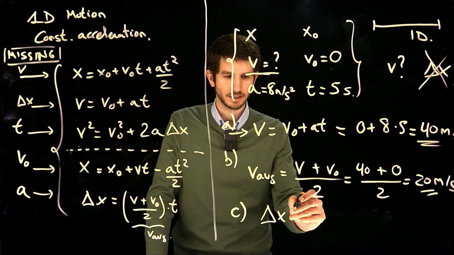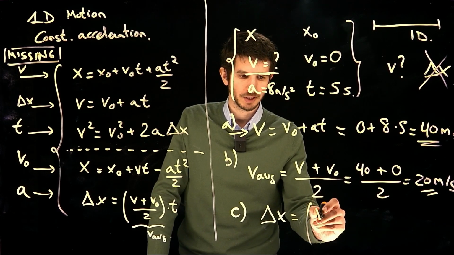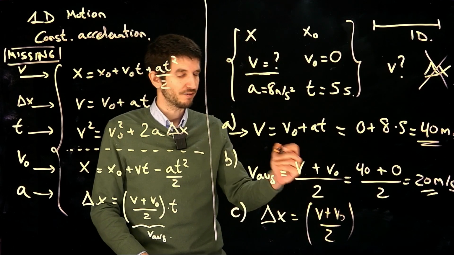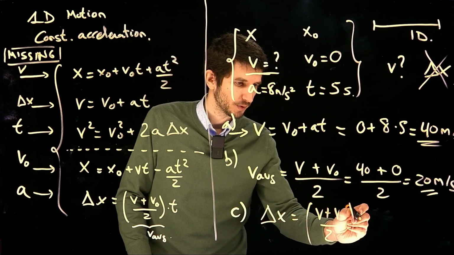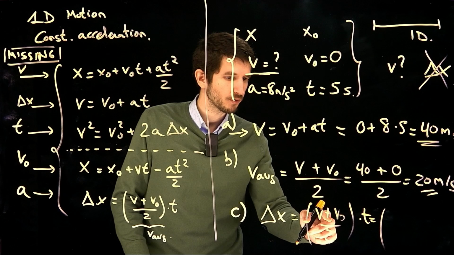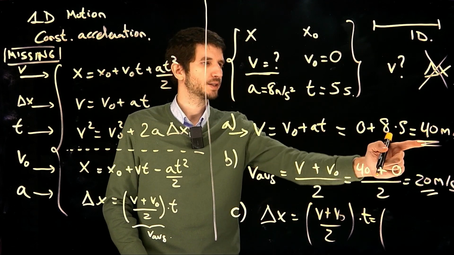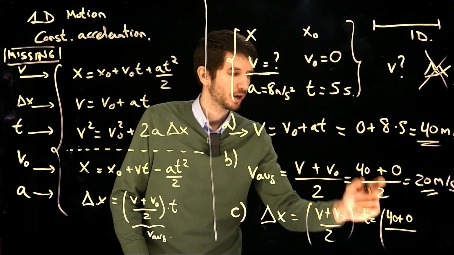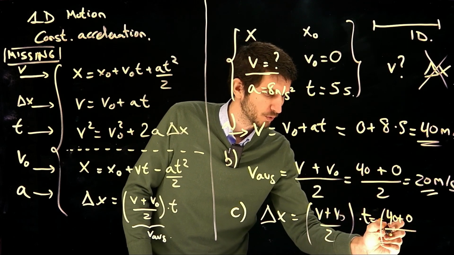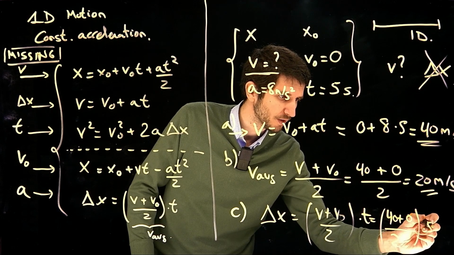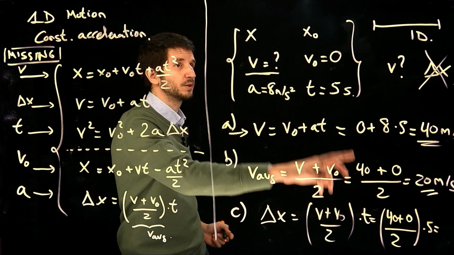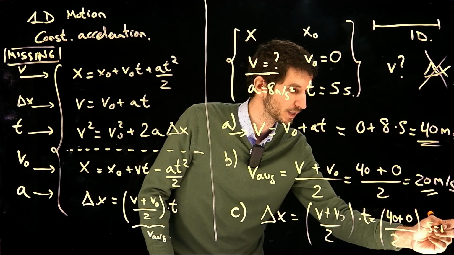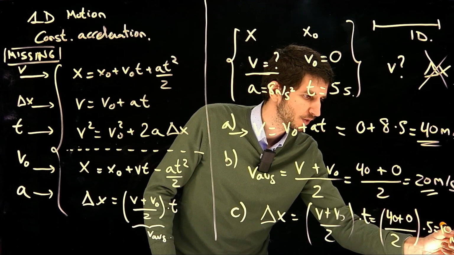This one directly tells us that the displacement is given as the final velocity plus initial velocity divided by 2, in other words, the average velocity times the time. And so if we replace the numbers, the final velocity we just calculated in part A, that's 40 meters per second. The initial velocity is 0. We got it from the problem wording, and we divide by 2, and then we multiply times 5 because it's 5 seconds. Now 40 divided by 2 is 20. 20 times 5 is 100. So we have 100 meters.